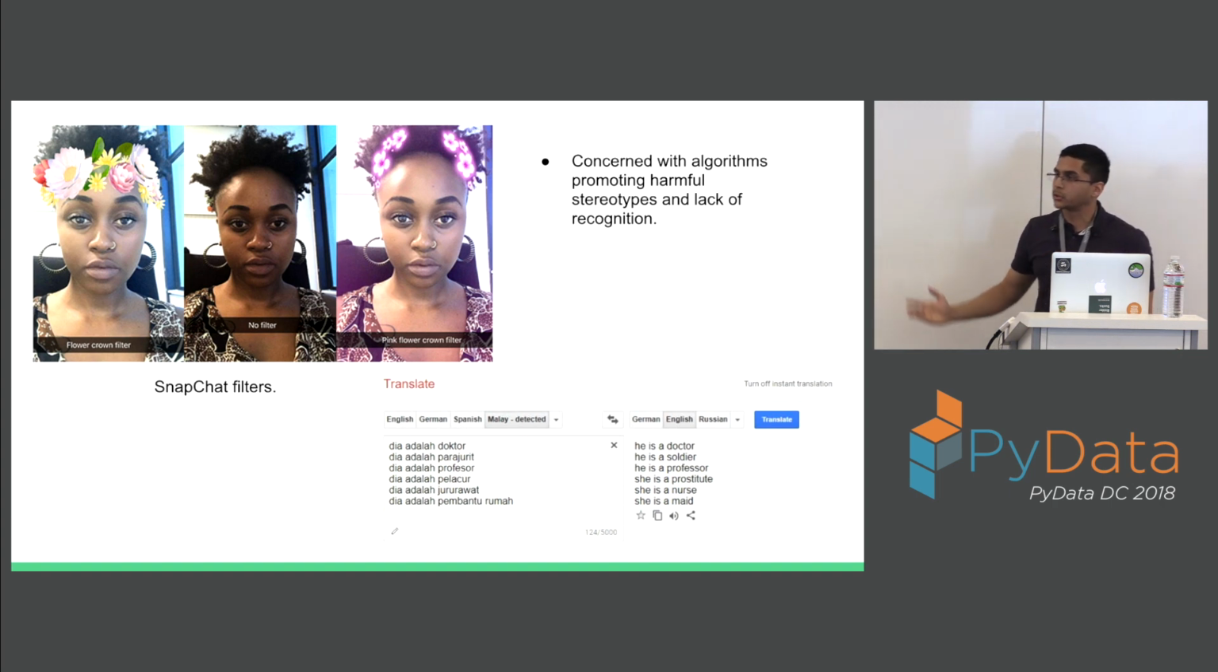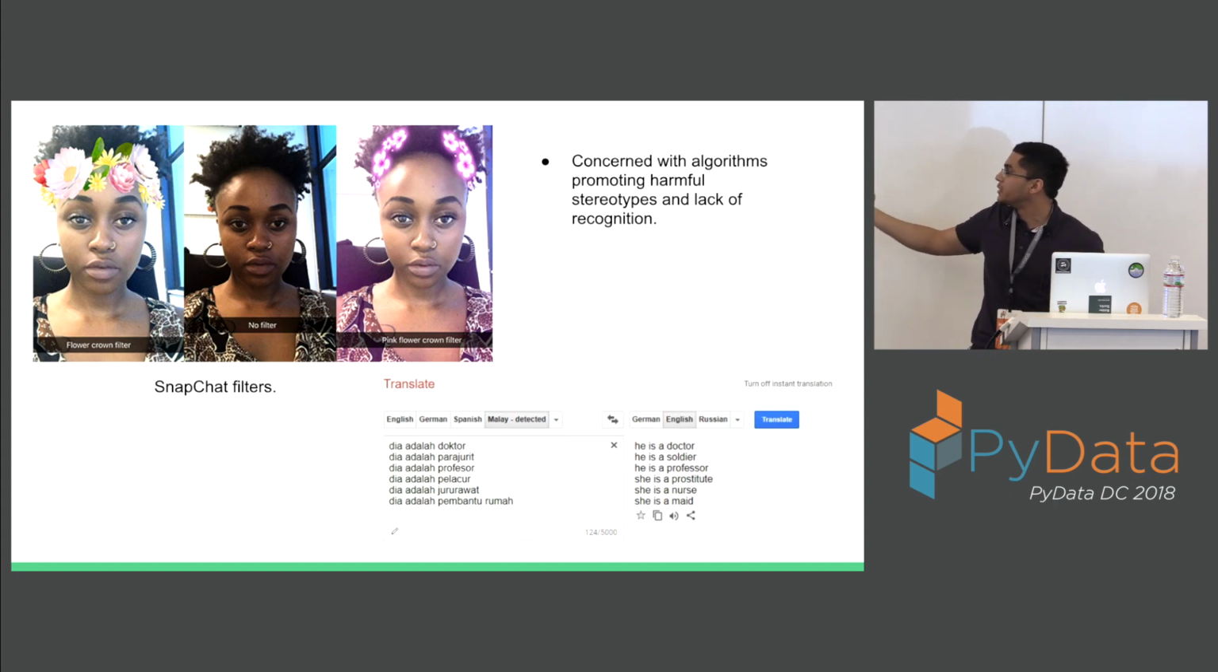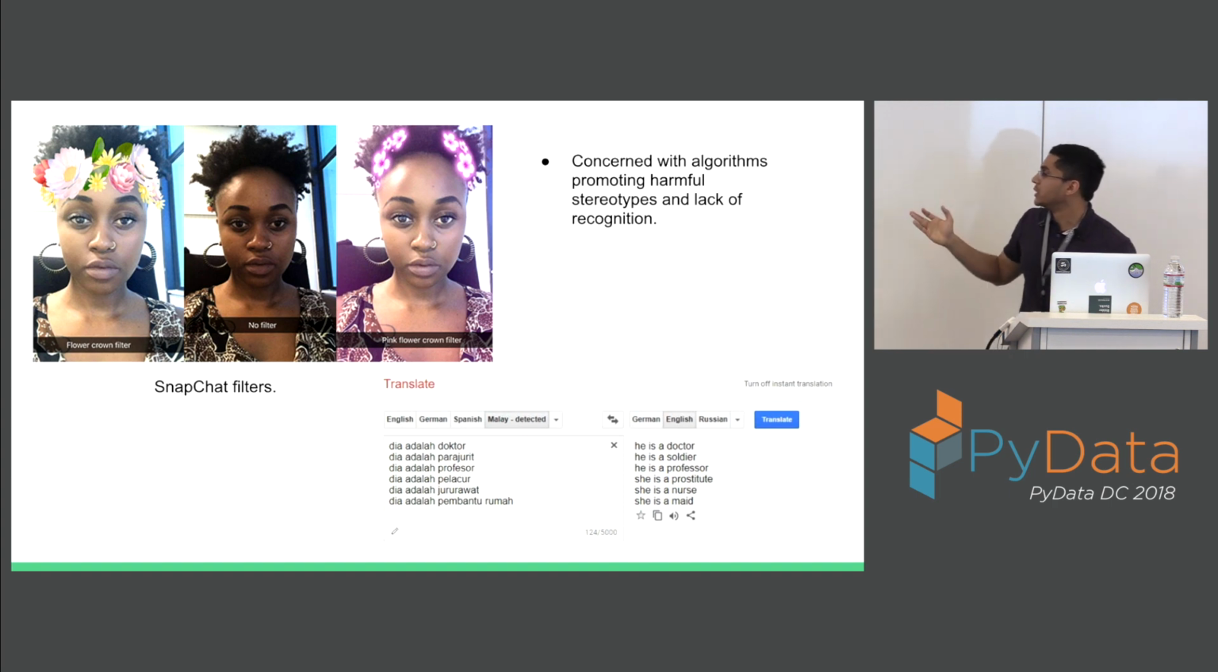The same idea applies with language translation. This is translating from Malay, a gender-neutral language, into English. We see pretty much the same sentence structure, but the jobs become gendered. He's a doctor, he's a soldier, he's a professor. These are male jobs, whereas she is a prostitute, she is a nurse, and she's a maid.